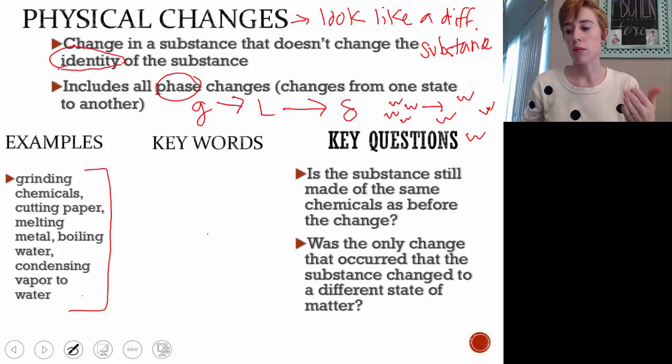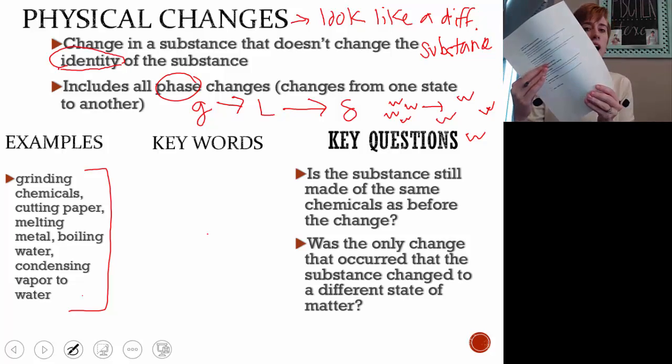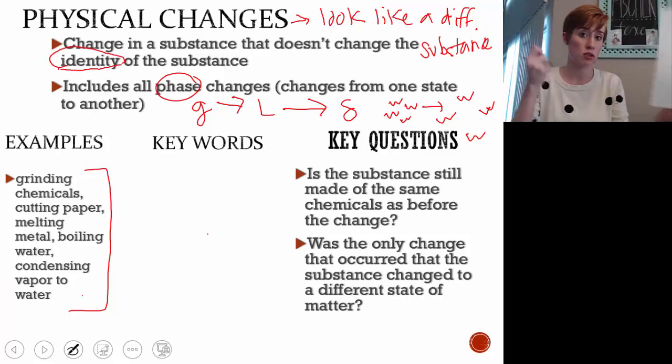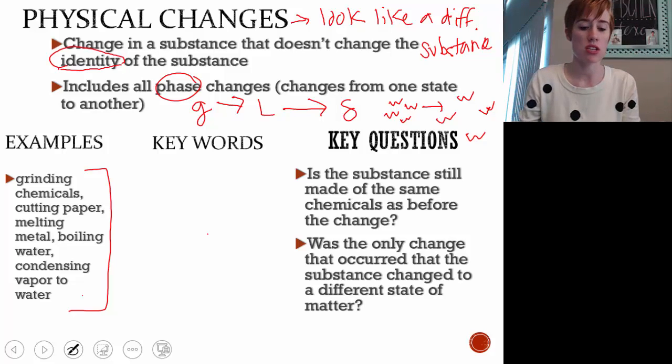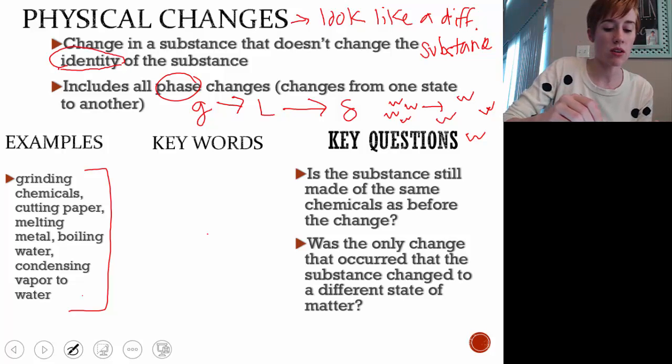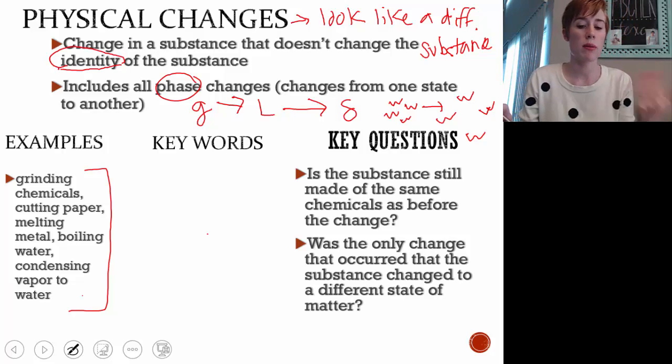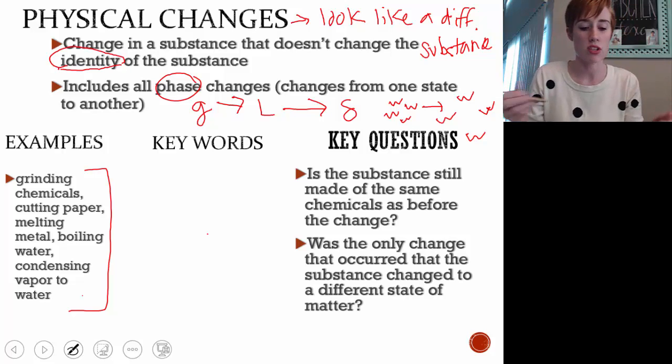Cutting paper. If I cut paper in half, it's still paper. I may have two sheets of paper, but the identity of my substance has not changed, even though it looks different. Melting metal. If you have a metal and you melt it, it goes from a solid to a liquid. That's a phase change, so that means it's physical. Boiling water is a phase change. Condensing vapor into water, that's going from the gas to the liquid state. Again, that's all phase changes.